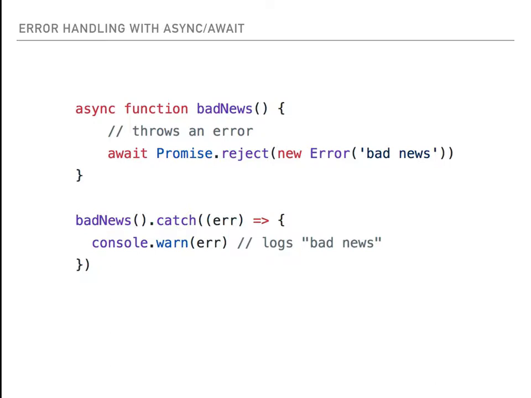Because the promise here will bubble up to bad news. If I call bad news, it again just returns a promise, a rejected promise with an error. So if I add a catch to that bad news function, I can catch the error down here. I don't have to put a try catch up there. So if you're familiar with promises, you should be able to catch this.